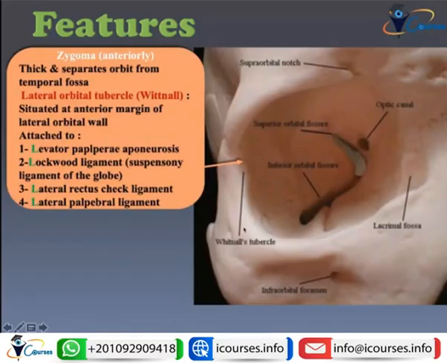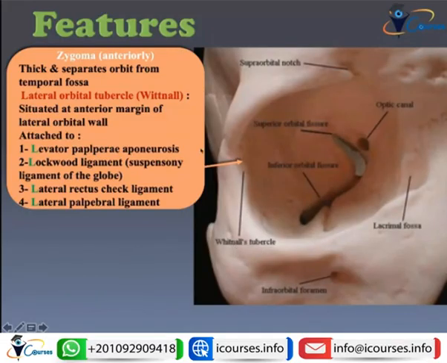So here is the zygoma. The zygoma is a very tough, very thick bone, because it shall protect the eye from lateral trauma. So it is a thick bone that separates the orbit from a fossa called the temporal fossa, below the temple, and it features a tubercle. This tubercle is present at the lateral orbital margin. It is called the Whitnall tubercle.